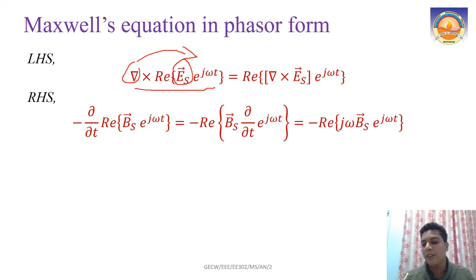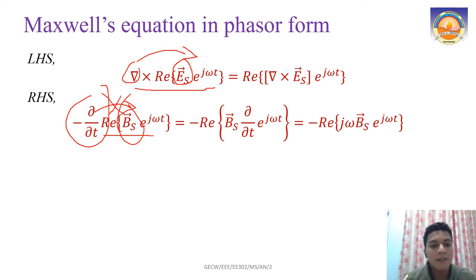The right hand side is minus dou B by dou t, which can be expressed as the real part of Bs e raised to j omega t. Here this is with respect to time. So there is no need to apply this on the phasor form Bs. So I can take what?